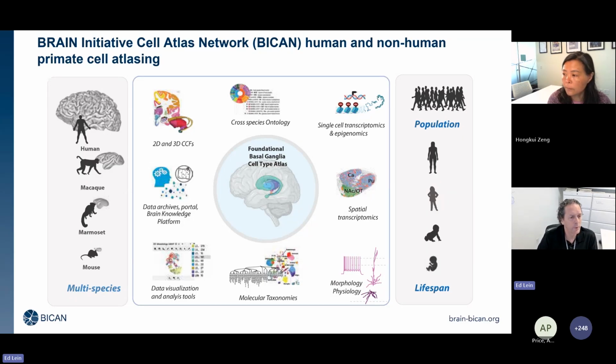Along with this come a whole suite of tools for data visualization and analysis, and a knowledge portal for aggregating information. So I'll describe briefly some of these components here today, but this is really what we're trying to do for the entire brain now.